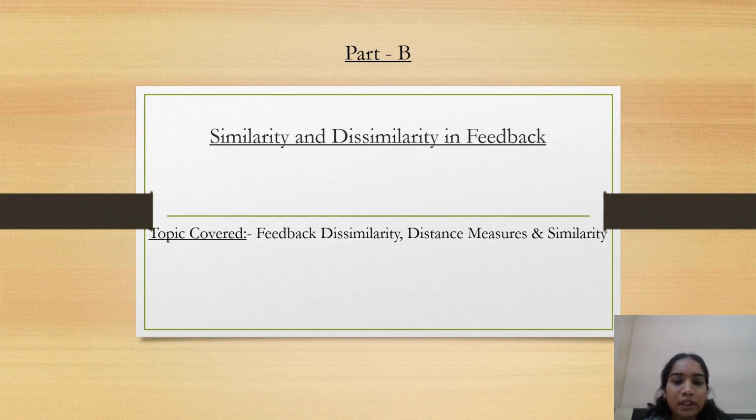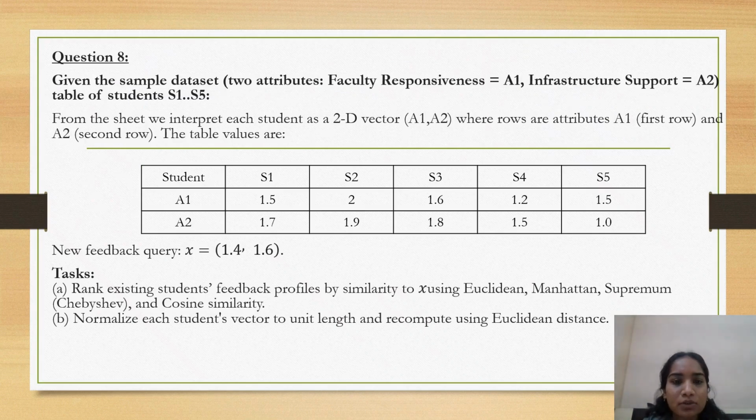Today I will be explaining internal 1 part B question number 8. Here we will rank existing students' feedback profiles based on their similarity to a new feedback query using different distance and similarity measures. The data set is given here. We have 5 students, each represented as a 2D vector. A1 is the faculty responsiveness, A2 is the infrastructure support. Students S1, S2, S3, S4, S5 are given along with A1, A2, and the new feedback query is x equals 1.4 and 1.6.